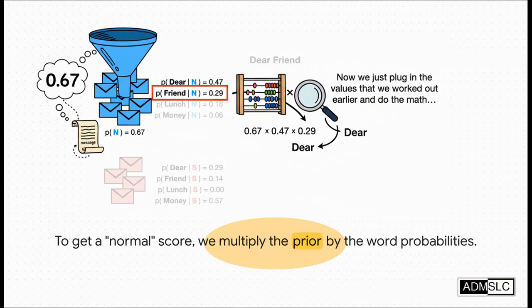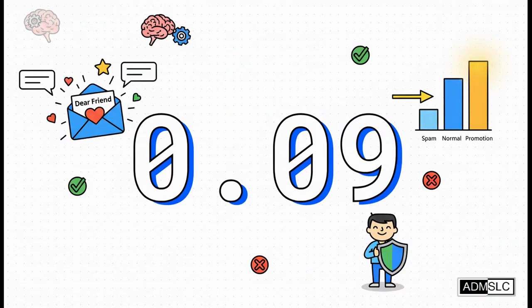To get the normal score, we take our prior of 0.67 and multiply it by the probability of seeing "dear" in a normal message, which we already know is 0.47. Then we multiply that by the probability of seeing "friend" in a normal message, which is 0.29. When you crunch those numbers, we get our final score. So this is the crucial bit: 0.09. You can think of this number as a measure of belief, a confidence score that this message, "dear friend," belongs in the normal pile.